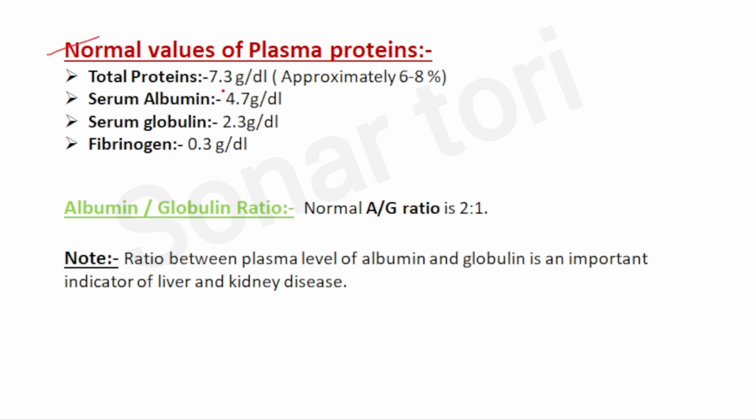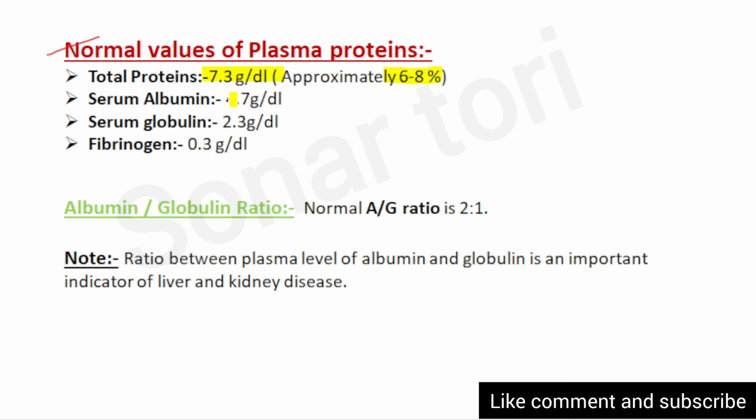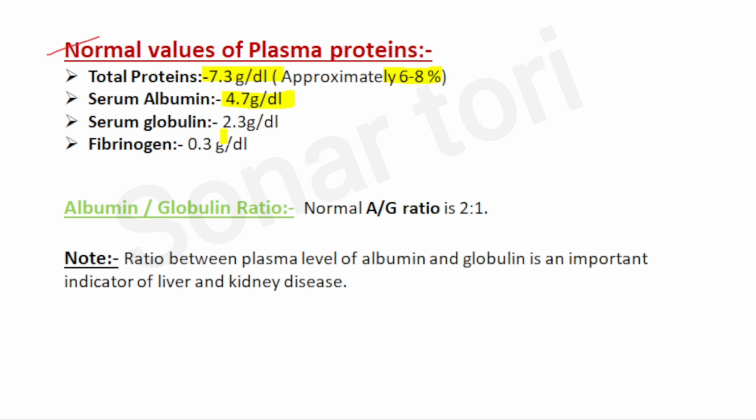First, the normal value of total protein is 7.3 gram per dl, approximately 6 to 8%. Then serum albumin is 4 to 7 gram per dl. Serum globulin 2.3 gram per dl and fibrinogen 0.3 gram per dl. Then the most important point is that the albumin and globulin ratio is 2:1. Please note that the ratio between plasma levels of albumin and globulin is the most important indicator for identification of any liver and kidney disease.